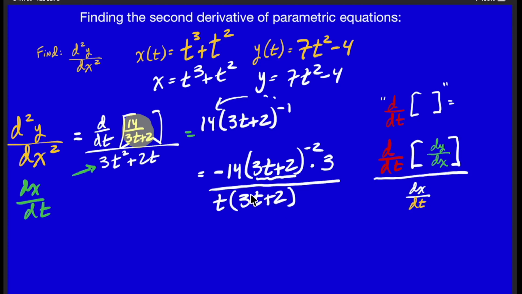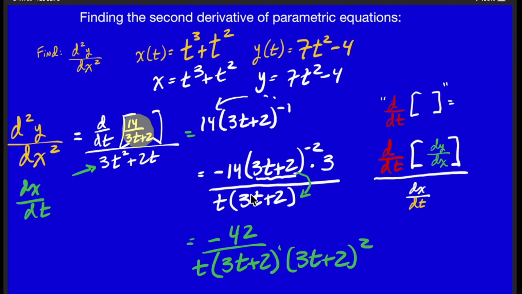Okay, so next, folks, as described, we're going to bring that down to the denominator. We're going to multiply by 14 and 3. We're going to get negative 30 plus 12 is 42. And we're going to have t times 3t plus 2 to the first power times 3t plus 2 to the second power. And that's just from bringing this factor down to the denominator and changing the sign of the exponent.